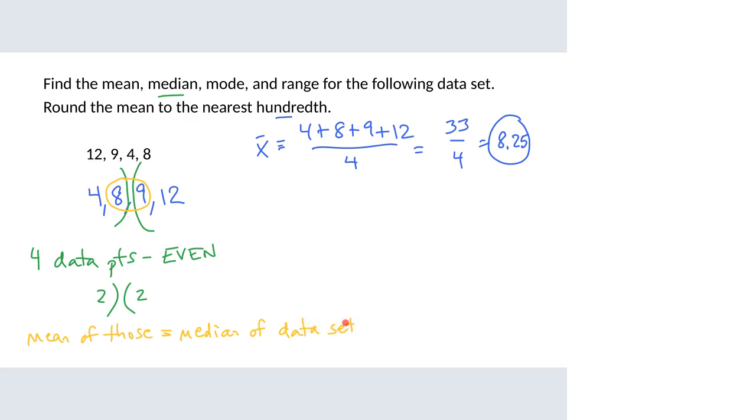If that feels a little odd, think of it this way. What we're looking for with the median is the number right in the middle. Well, I don't have a number right in the middle, but if I can find one that's halfway between these two, which is what I'm doing when I find the mean, then that's in the middle of this data set. And so my median here is going to be 8 plus 9 over 2, which is 17 over 2, which is 8.5. And that's going to be the median of this data set.